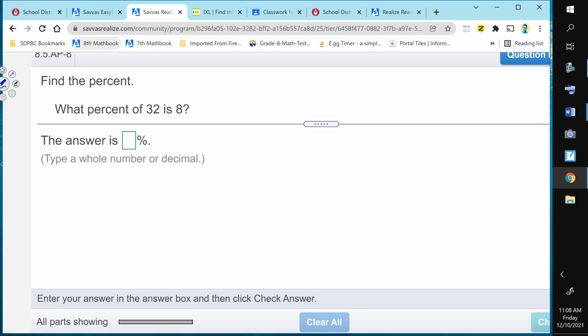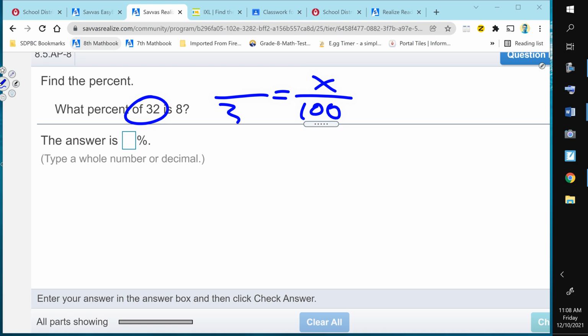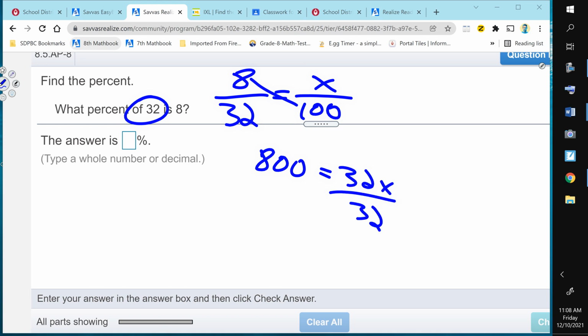You just set up a proportion. What percent? That's what we're finding. That's where my variable goes. Of 32, so that's going to go right here. My 8's going to go here. 8 times 100 is 800. 32 times x is 32x. Divide both sides by 32.